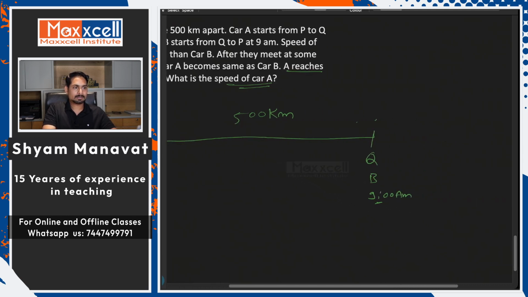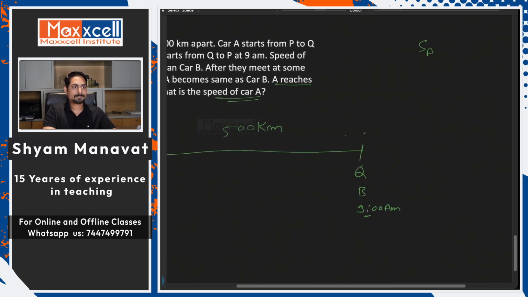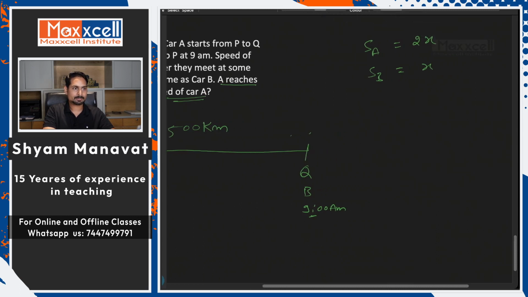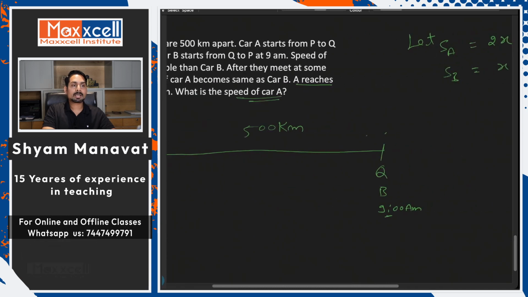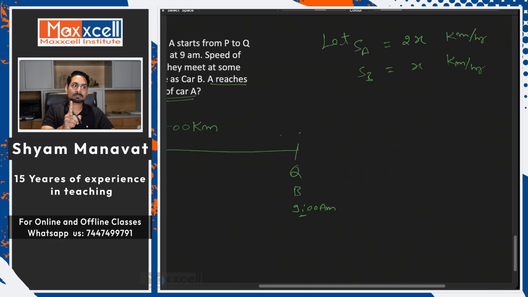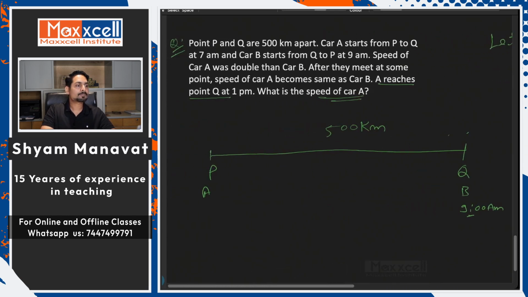The speed of A and the speed of B: the speed of A is double. So if I assume the speed of B to be x, then the speed of A, originally, I will take as 2x. Don't forget the unit, kilometers per hour. That is what I have assumed. Now, kilometers per hour means in 1 hour, A will cover 2x kilometers, right?